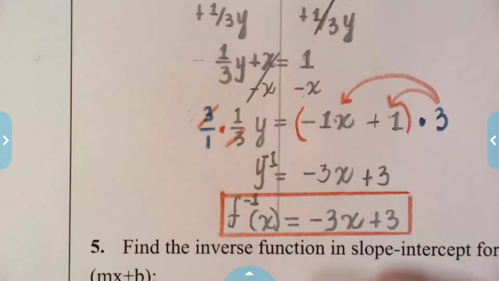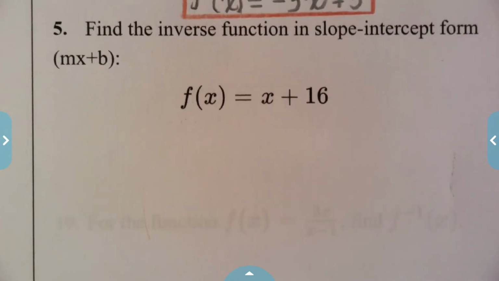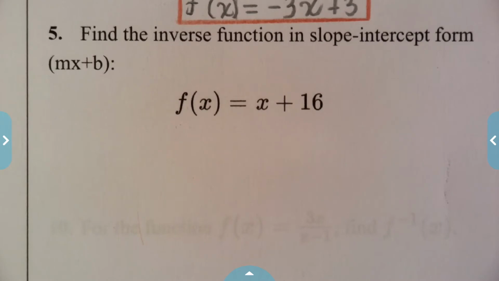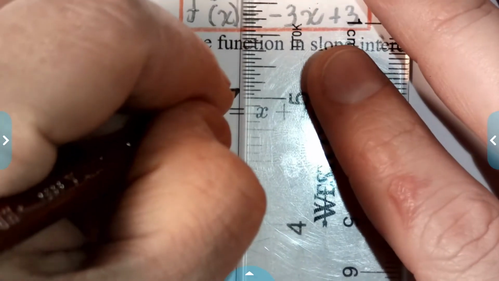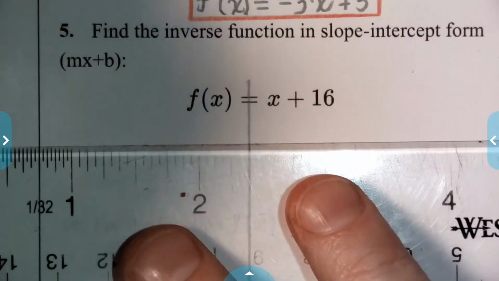Okay, so we're going to move on to number 5. And I don't think we need to see any more graphs. I think you kind of got the idea. All right. And this one looks fairly straightforward, right? The absence of fractions is always a good thing.